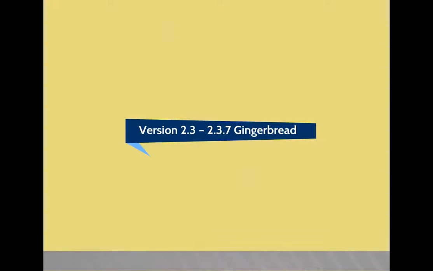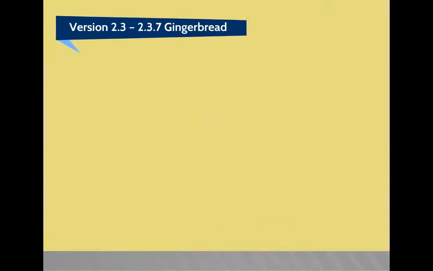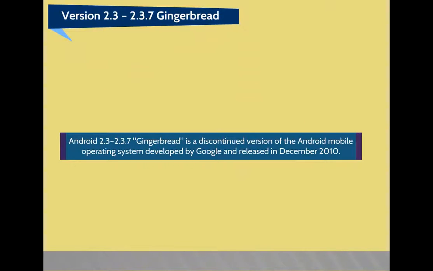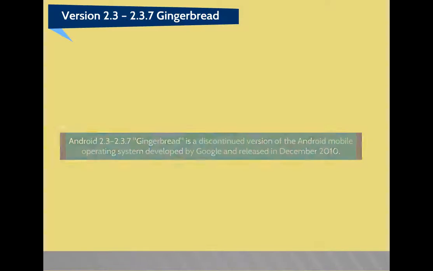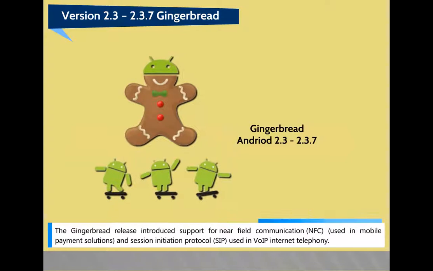Version 2.3 to 2.3.7 Gingerbread. Android 2.3 to 2.3.7 Gingerbread is a discontinued version of the Android mobile operating system developed by Google and released in December 2010. The Gingerbread release introduced support for near-field communication, that is NFC, that is used in mobile payment solutions, and Session Initiation Protocol, that is SIP, used in VoIP Internet telephony.